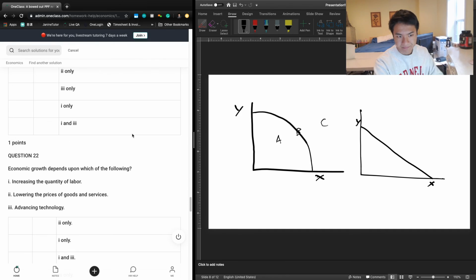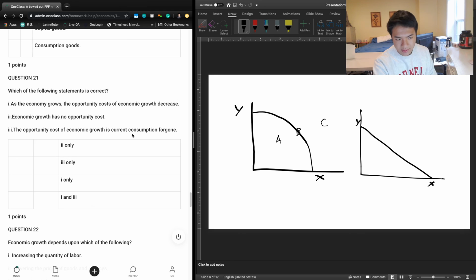Question 21. Which of the following statements is correct? As the economy grows, the opportunity cost of economic growth decreases. No, we know that the opportunity cost of growth is going to increase over time. Opportunity cost is always increasing, so that's not going to be the case. Economic growth has no opportunity cost. That's not correct. The opportunity cost of economic growth is current foregone consumption.